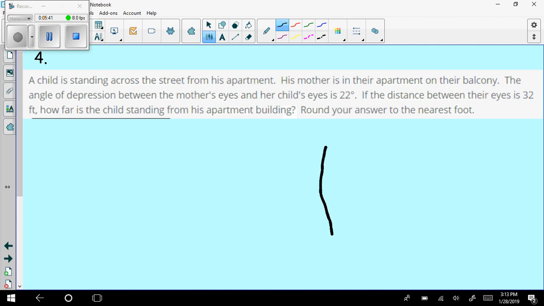So we have an apartment building, and up near the top, we have a balcony with mom standing on it. We have a child out here farther away. The mom is looking at the child, and that makes an angle of depression. Depression means below the horizon. So the angle of depression is 22. The mom's eyes are a total of 32 feet away.